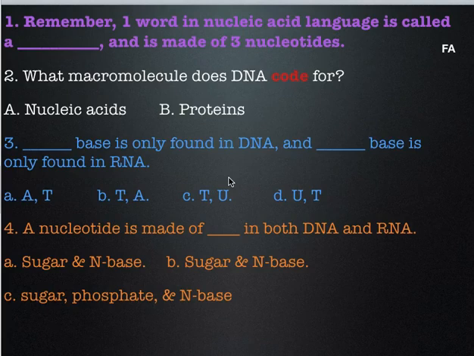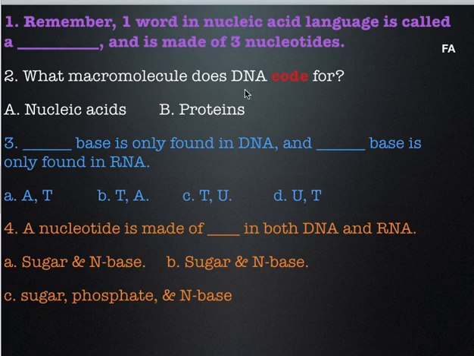We're going to learn how to use the codon chart today, but before we do that, let's just do a little bit of a review. Remember, one word in nucleic acid language, both DNA and RNA, is called a blank and made up of 3 nucleotides. It's that C word, codon. So one word is a codon made up of 3 nucleotides.